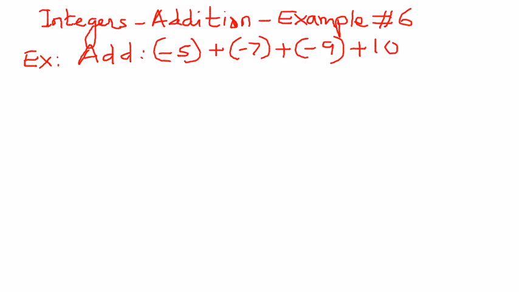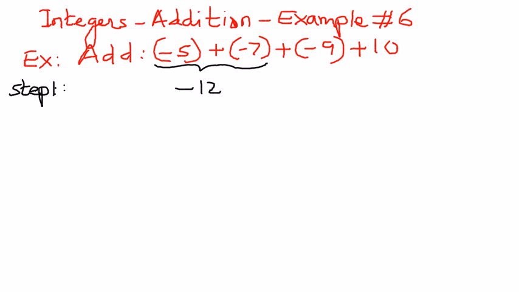So the way we want to simplify these types of problems is as follows. Step number 1. In here we're going to add the first two numbers. These are the first two numbers. So -5 plus -7 is going to be equal to -12.